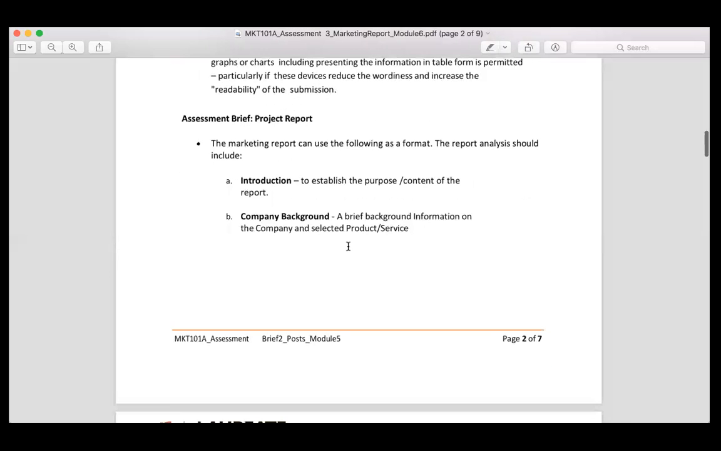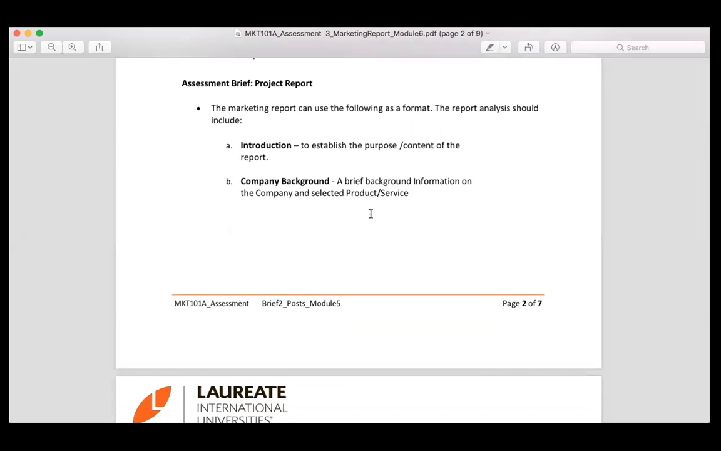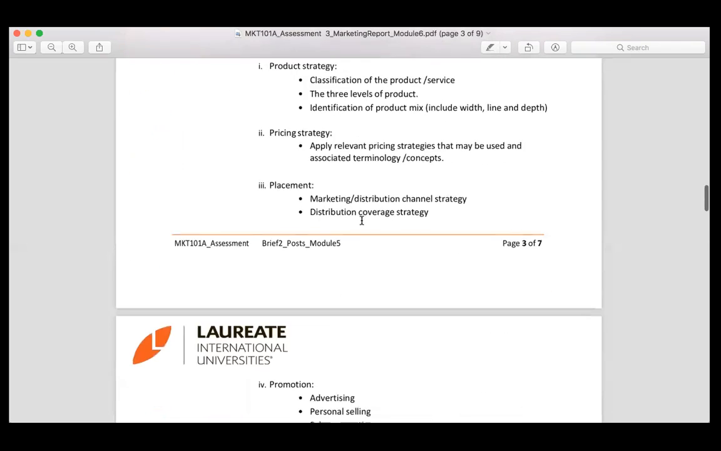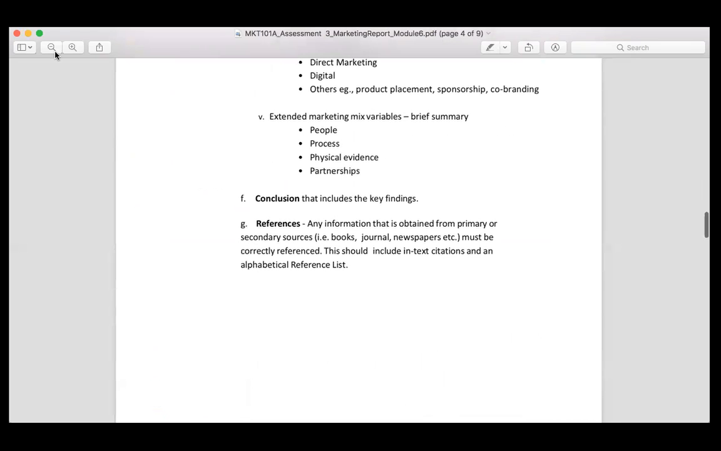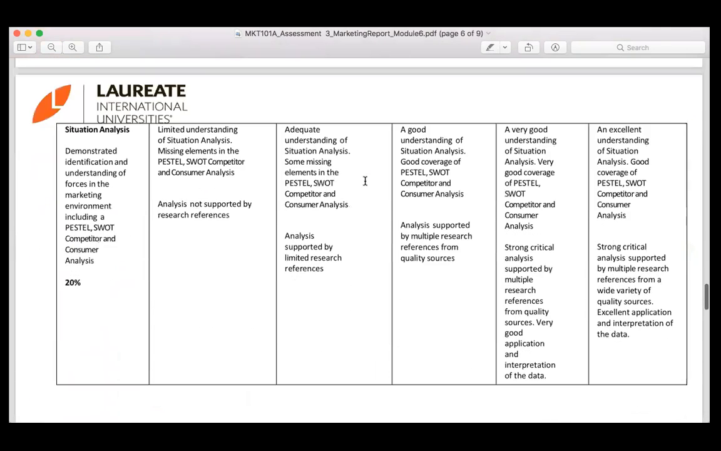Okay. Now the next part contains the tasks that we need to address, and they also become our structure. I got a question about the structure. Well, we can refer to the assessment brief for the assessment structure. You can start with the introduction, briefly the company background, and so on and so forth. So they have provided us with the structure, actually. And make sure you also look at the rubrics, because that's how you're going to be marked.